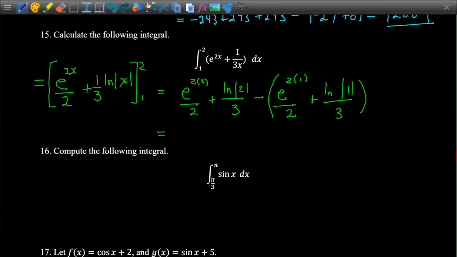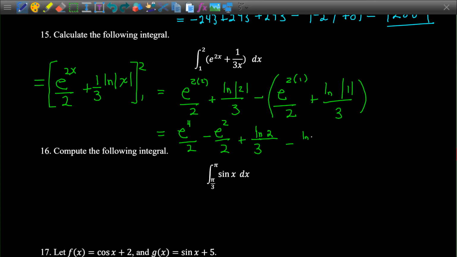And so we have e to the fourth power over 2. I'll just go ahead and put my e's together. So this is minus e squared over 2, and then plus 1/3 times the natural log of 2, and I'll just drop the absolute value, since the absolute value of 2 is just 2, and then minus the natural log of 1 over 3.